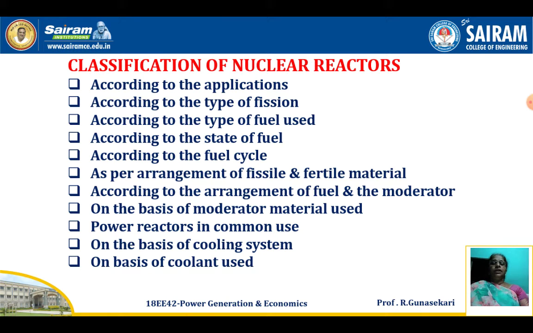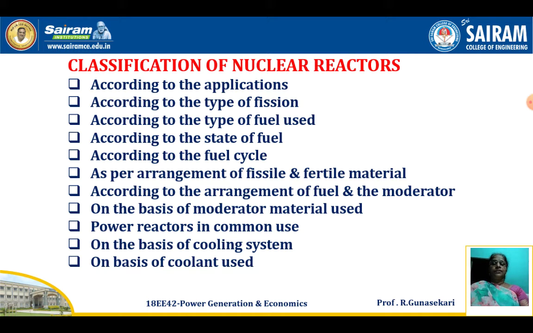Third one, the type of fuel used. Fuel means nuclear reactor fuel only. What are the fuels? Uranium, thorium, plutonium. These are the fuels used in the nuclear reactor. So, according to the type of fuel used, we classify the nuclear reactor. Next classification is based on the state of fuel. That means whether the fuel is in gas, liquid or solid state. Based on the state of the fuel, we classify the nuclear reactors.